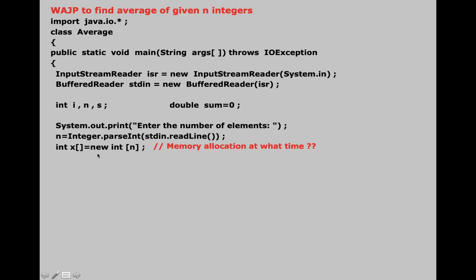Now this is something which is different from C language. In C language what we do is we allocate memory to array at compile time. Okay. Anyway, let's move ahead. So till here you have created an array of 3 elements.